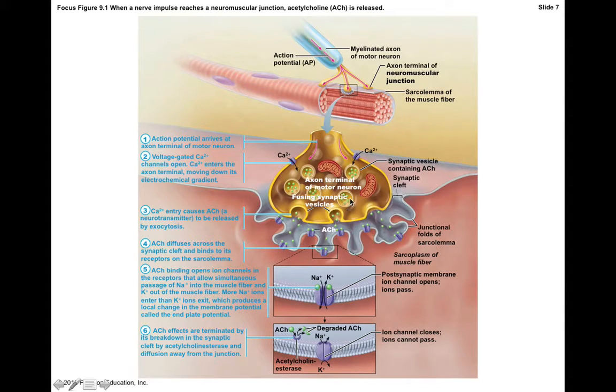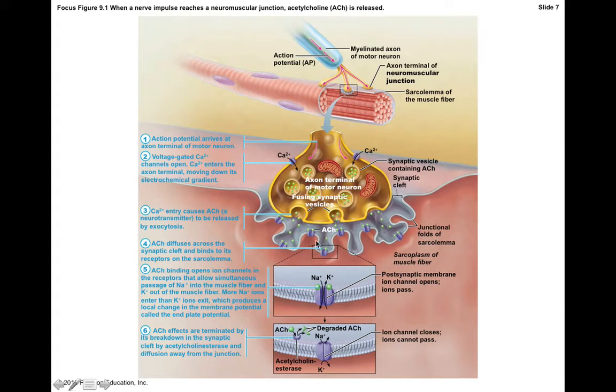these vesicles containing acetylcholine. Acetylcholine gets exocytosed into this space called the synaptic cleft, where it diffuses across. It now has the potential to bind to receptors on the junctional folds of our muscle cell here. Remember, our muscle cell or motor end plate contains millions of these acetylcholine receptors, which can bind with acetylcholine.